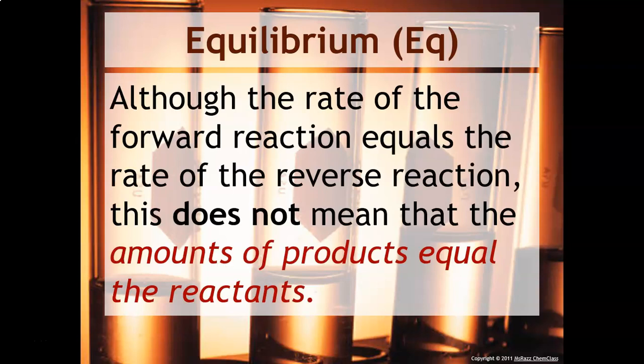One thing that's often confusing for students is they think equilibrium means equal amounts of reactants and products, and that is simply not true. Although the rate of the forward reaction, as we convert from reactants to products, equals the rate of the reverse reaction from products back to reactants, this does not mean that the amounts of both products and reactants are equal. All we're saying is that equilibrium means equal rates.